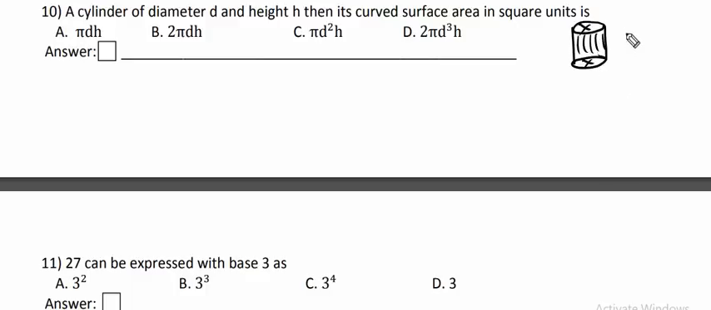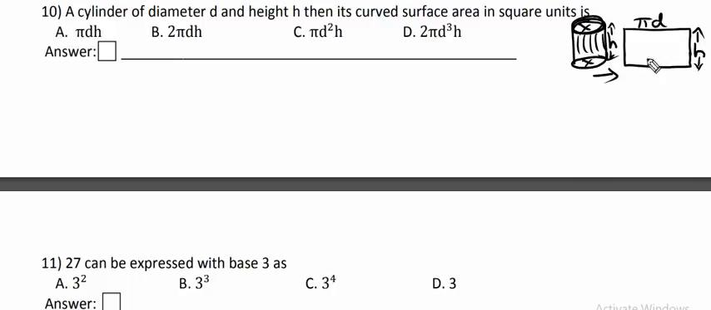So if you cut and detach this and spread the cylinder out, it gives you a shape like this. That means this is the circular region, and here this is the circumference, which gives you pi d. Circumference is pi d, and this is the height of the cylinder, so this gives you h. So the cylinder becomes a rectangle.